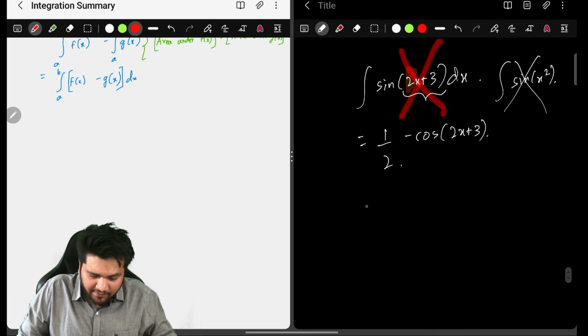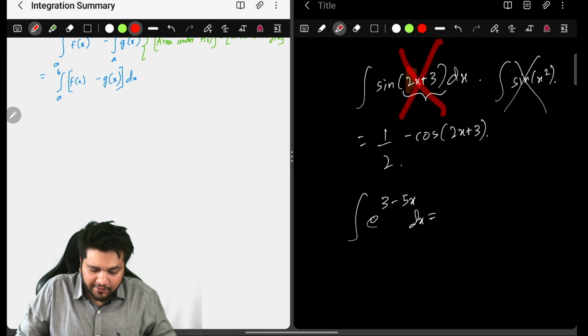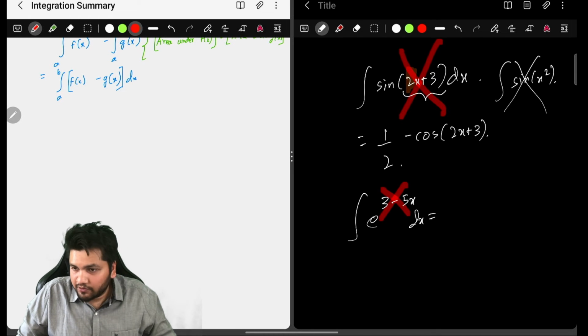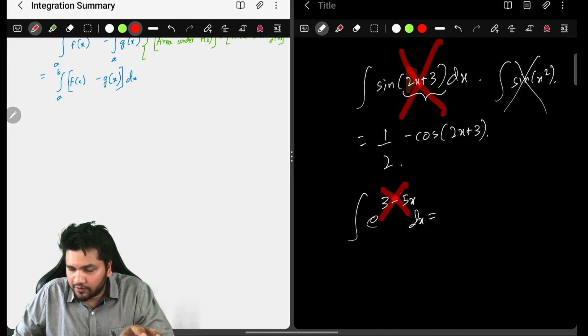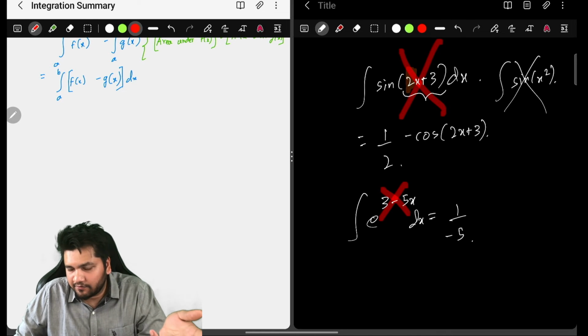I'll just take one more example. If I talk about the integral of, let's say, e to the power of 3 minus 5x. Again, if this would have been x, it would have been so good. So what we are going to do, we are just going to consider this as x by doing what? By just putting whatever the coefficient of x is in the denominator. So minus 1 by 5, or 1 by minus 5.